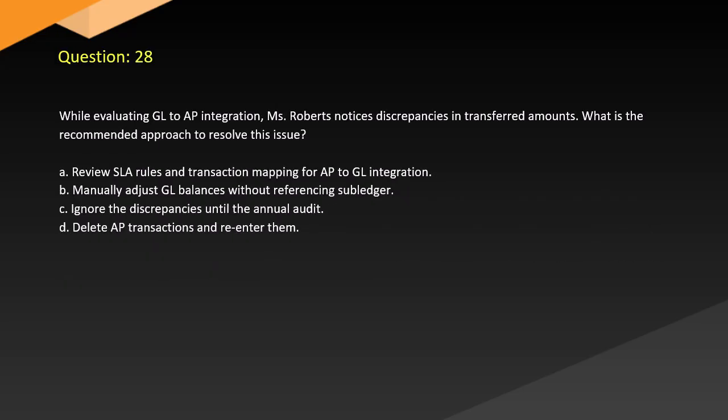Question 28. While evaluating GL to AP integration, Roberts notices discrepancies in transferred amounts. What is the recommended approach to resolve this issue? A. Review SLA rules and transaction mapping for AP to GL integration. B. Manually adjust GL balances without referencing subledger. C. Ignore the discrepancies until the annual audit. D. Delete AP transactions and re-enter them.